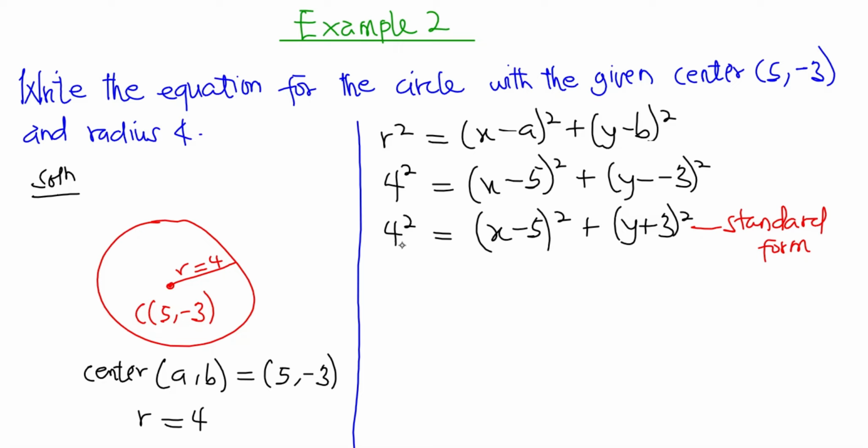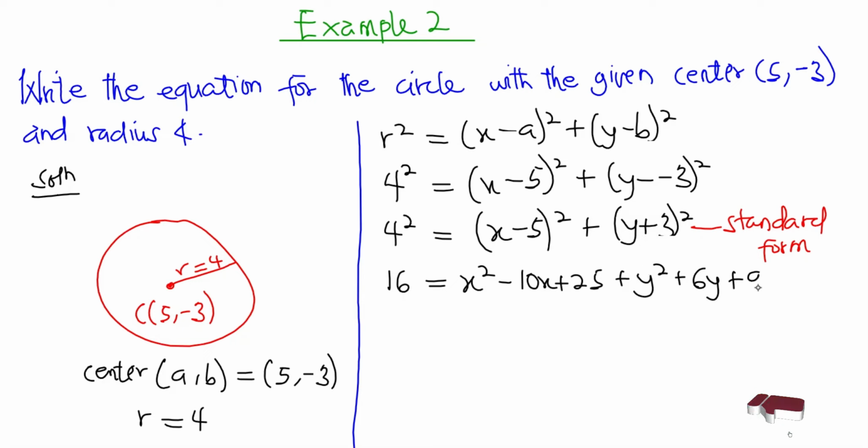Now the general form, expanding the left hand side, 4 squared gives us 16, which is equal to, now expanding (X minus 5) all squared, then we are going to have X squared minus 10X plus 25, and then expanding (Y plus 3) all squared, we are going to have Y squared plus 6Y plus 9. So here you are just going to group like terms. That is, we maintain X squared, also maintain Y squared, maintain minus 10X, and then maintain plus 6Y, and here we maintain plus 25 and also plus 9.